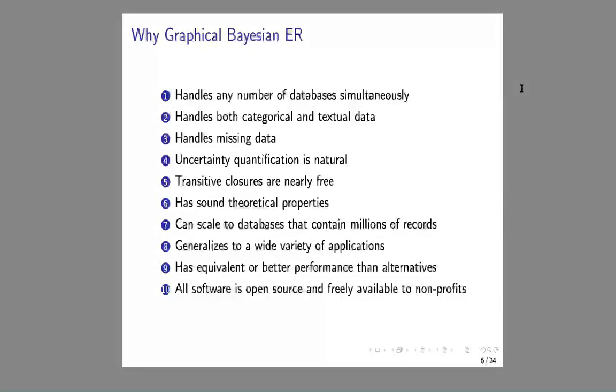It has equivalent or better performance than alternatives, and that's something I showed you in the last tutorial. And all the software is open source and freely available to nonprofits. All of the software is on GitHub, and it's either in CRAN or it's available in Apache Spark. And we provide demos and help if you're having trouble using it.